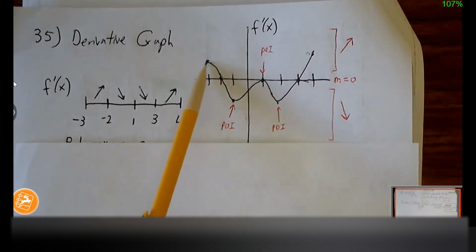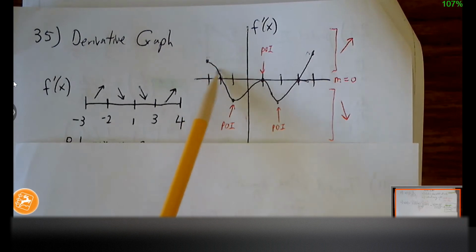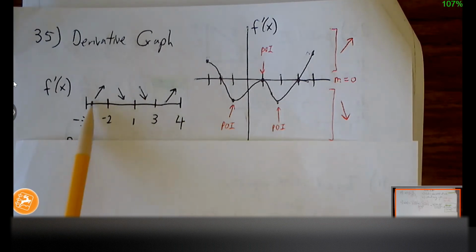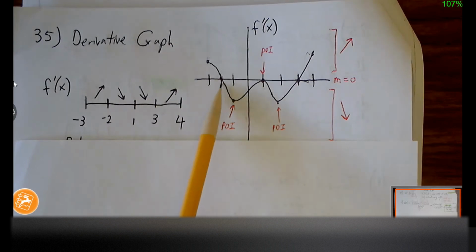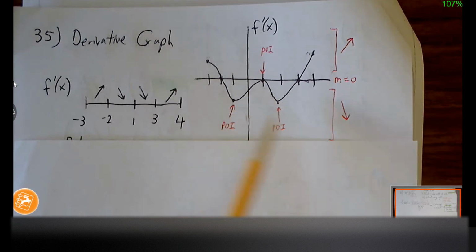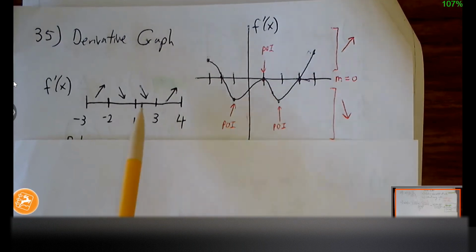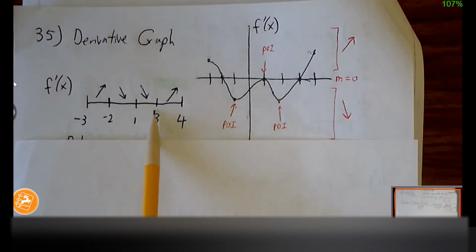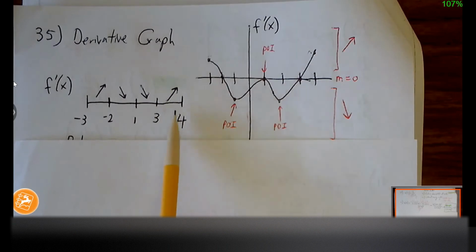Here, we may have various values of positive slope, but these are all positive slope because it's above the x-axis, so we just want to make a general observation that the original graph is going to be rising in that interval. Between -2 and 1, all these are slope values below the x-axis, so that indicates negative slope. We'll make a general observation, it's negative slope. From 1 to 3, still below, so negative slope. From 3 to 4, positive slope.